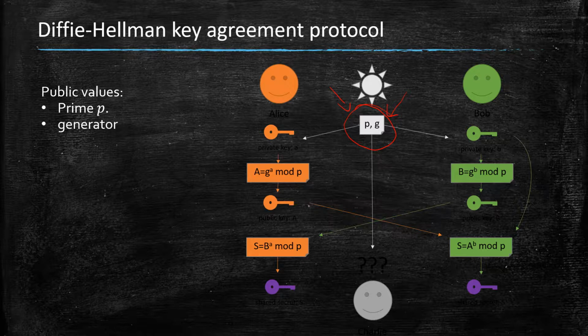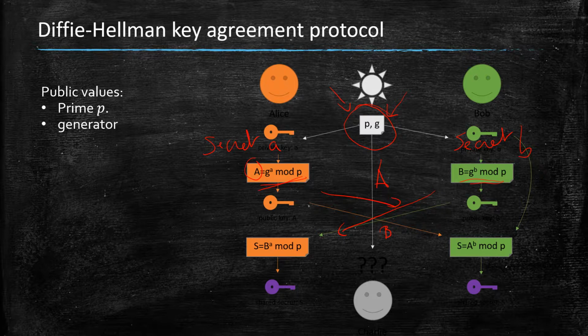Alice will choose a secret value a and will create the value capital A, which is G to the a mod P, okay? At the same time, Bob will choose a secret value b and create capital B, which is G to the b mod P, okay? And now Alice and Bob will exchange this information, which is Alice will send capital A to Bob, while Bob will send capital B to Alice, okay?